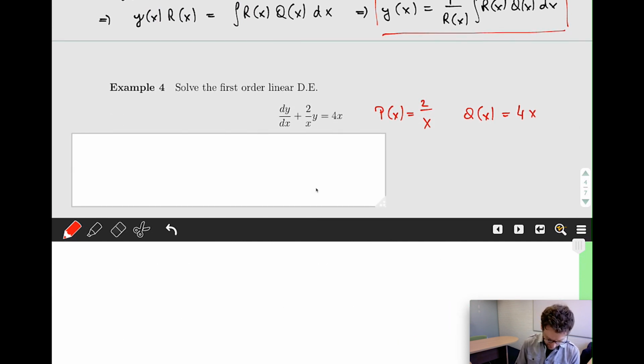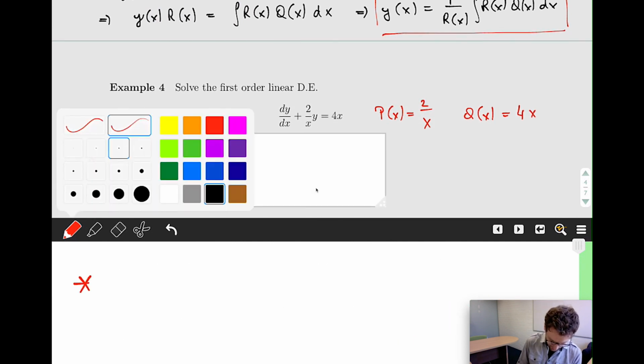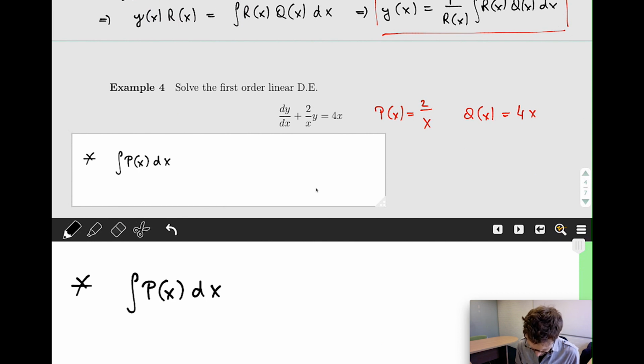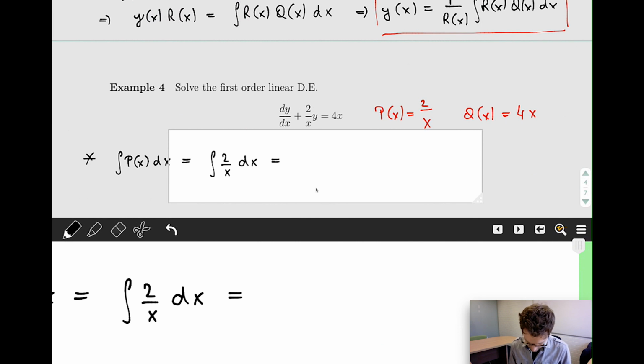So the first step in solving these equations is going to be to calculate what the integral of p of x dx is. So we know what p is. It's given by 2 over x. So the integral of 2 over x with respect to x is going to give me 2 times the natural logarithm of x. Or if I use the laws of logs, that's the natural logarithm of x squared.